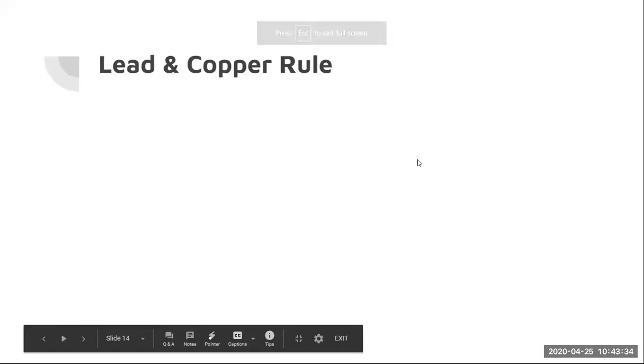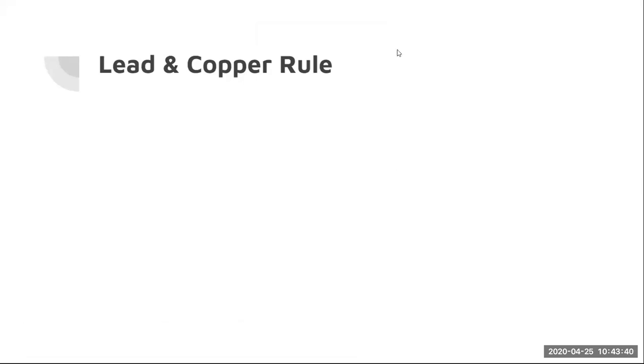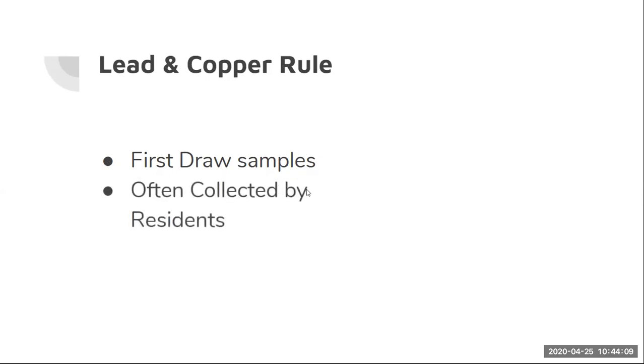Okay, so we were just about to look at the lead and copper rule. This is a rule given in the Safe Drinking Water Act. It requires first draw samples, and as I said earlier, it means that we take the first set of water that comes out of that pipe. So we're not flushing the tap. We want the first set of water that comes out of that pipe after the water has been sitting for 6 to 8 hours, but not more than 12 hours.